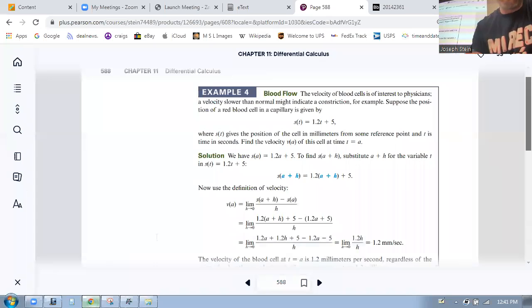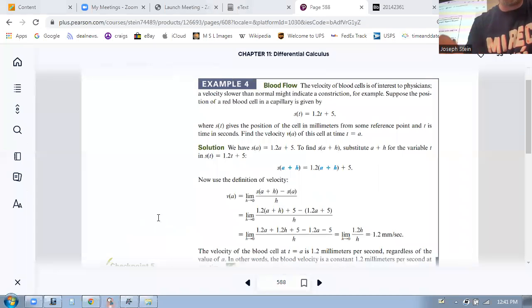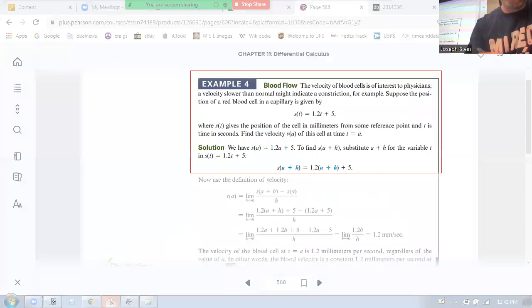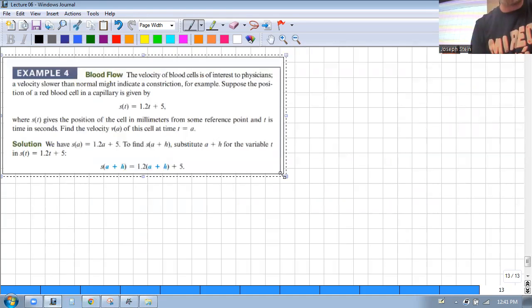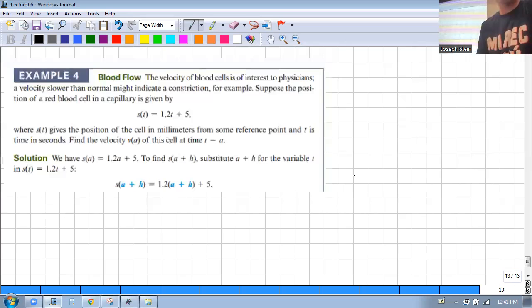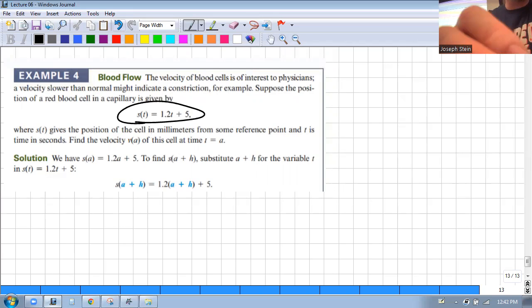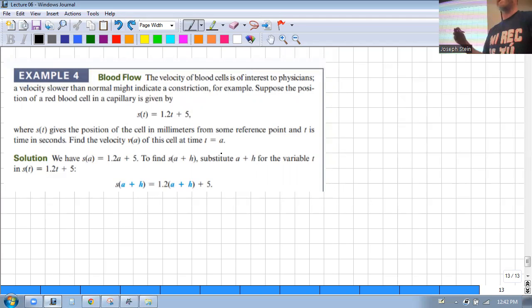Blood flow. Okay, this is cool. 1.2t plus 5. So the velocity of a blood cell inside of a blood vessel, right? It's saying the distance traveled in millimeters, where t is in seconds, is given by this. So they want to know, find the velocity at time a. I don't even tell you what it is. I can tell you what it is right now. It's 1.2.